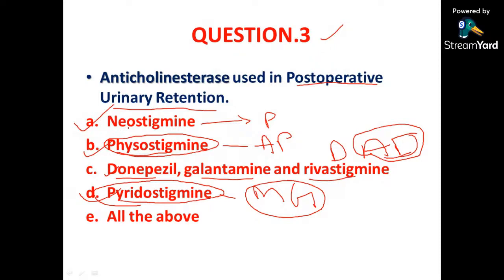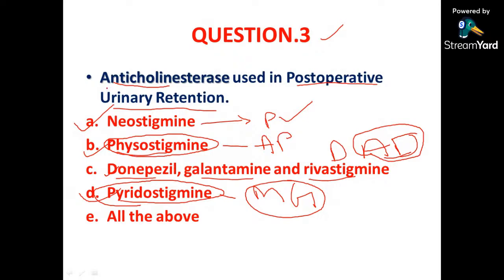First, neostigmine is used in post-operative urinary retention. Physostigmine is the drug of choice in Atropa belladonna poisoning or atropine poisoning. Donepezil, galantamine, and rivastigmine are used in Alzheimer's disease. Pyridostigmine is used in myasthenia gravis. So these four anticholinesterases are the drugs of choice in four disease conditions.